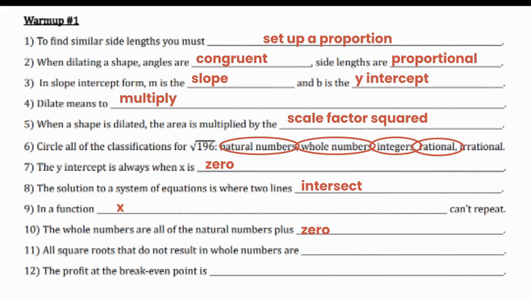All square roots that do not result in whole numbers are irrational. So if you type a square root in the calculator and you get a decimal, it is an irrational number.